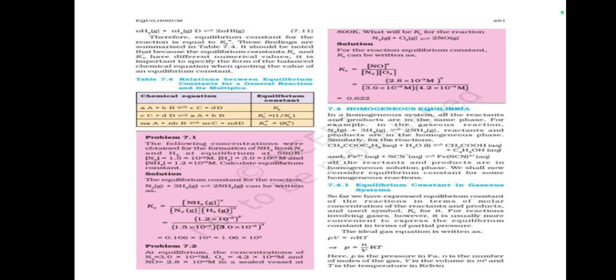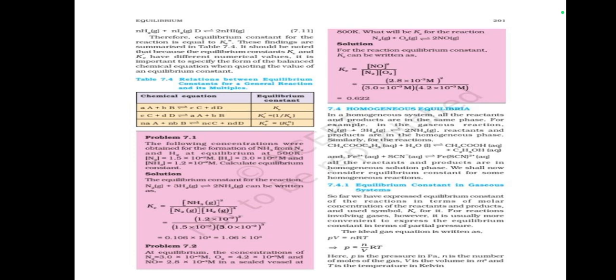N2 1.5 × 10^-3 M, H2 3 × 10^-2 M, and NH3 1.2 × 10^-2 M. Calculate the equilibrium constant. The equilibrium constant for the reaction N2 + 3H2 ⇌ 2NH3 can be written as K = [NH3(g)]² / ([N2(g)][H2(g)]³).